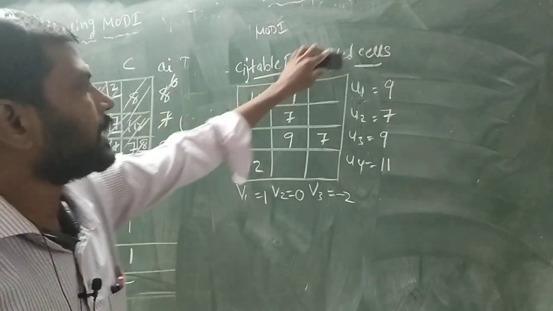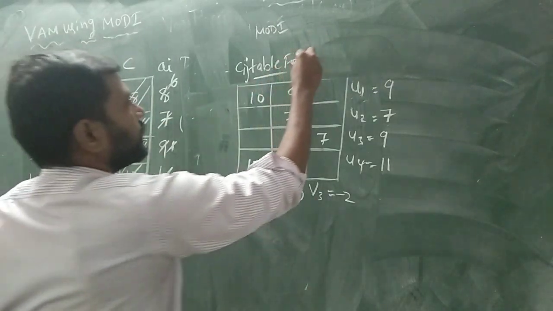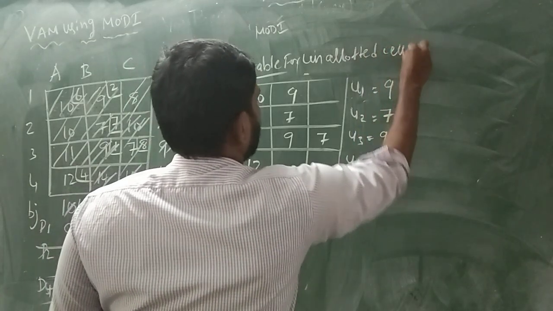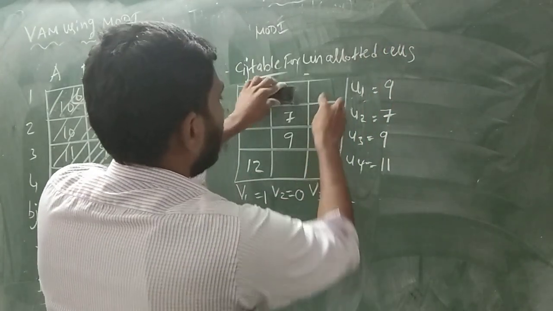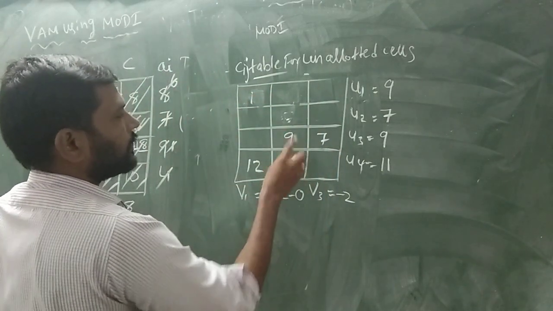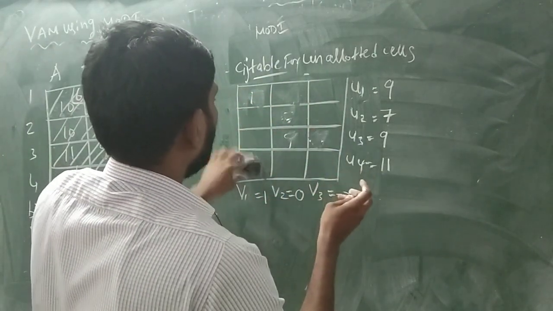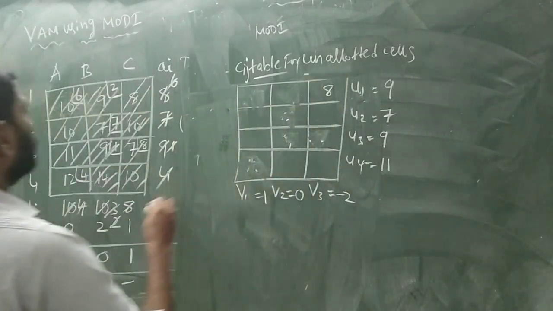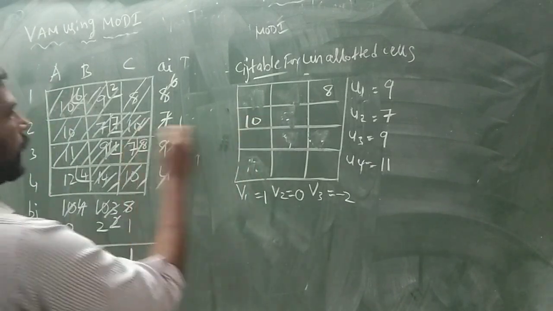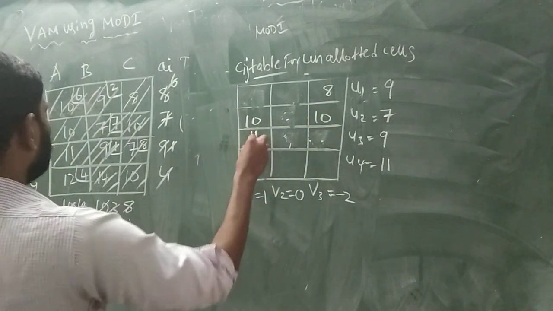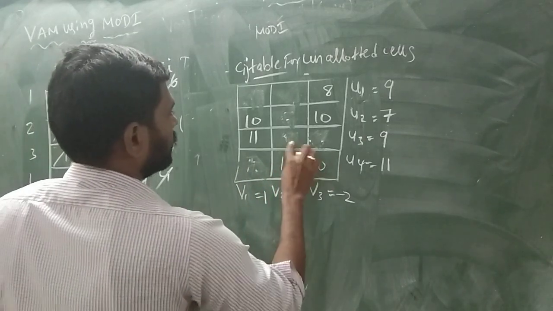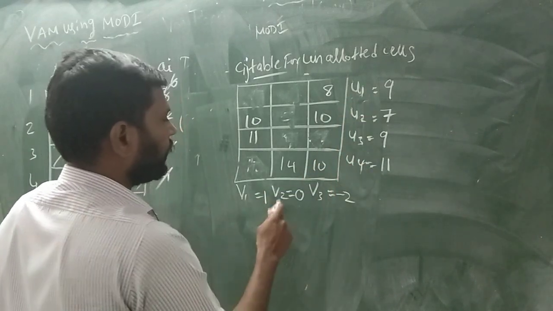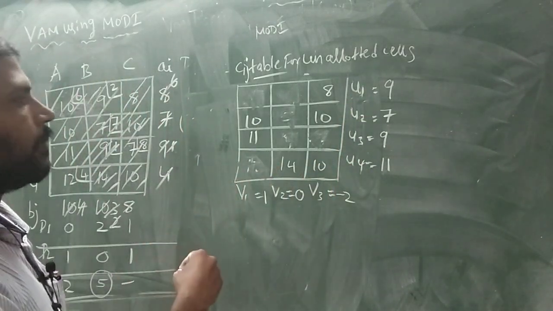So next one is the Cij table for unallotted cells. Which ones are empty here? Those are the unallotted cells. So the same way, I take the costs from here: 8, 10, again 10, 11, 14, 10. And the same values, write the same U1, U2, U3, U4, V1, V2, V3. So in this table I take this 8.